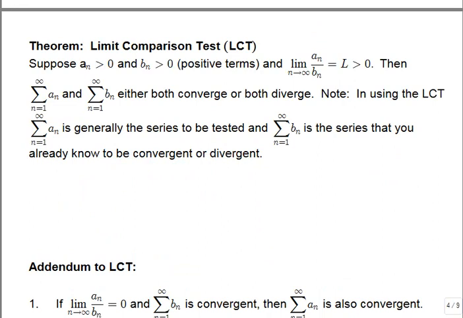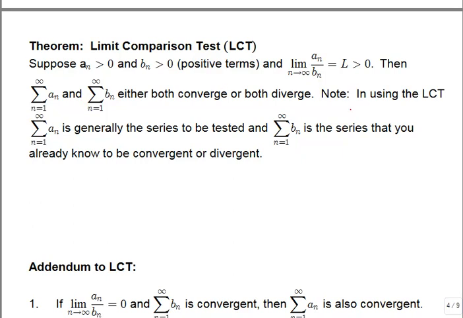So this test that we're going to learn now is very similar, but it's a different kind of application. We're going to use it in a different way. It's called the limit comparison test. Suppose that your a sub n and your b sub n are both greater than 0, so that you have positive terms. And all we're going to do is take the limit as n goes to infinity of a sub n over b sub n. And if that limit exists and equals some number L that's greater than 0, then either both of these sums converge or both of them diverge.